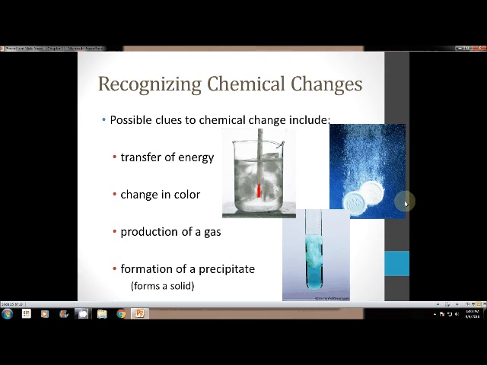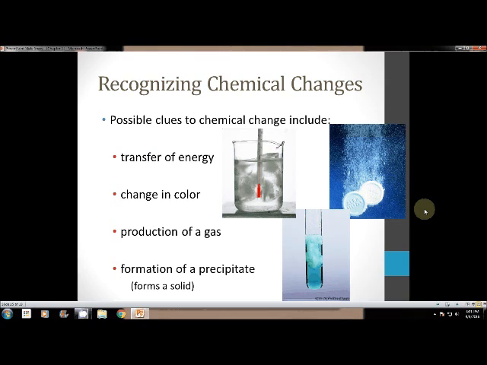I have Alka-Seltzer tablets over here. You see the bubbles. What's happening is that's actually creating gas as the Alka-Seltzer is dissolving, and that gas is trapped in bubbles until it reaches the surface of the water. So production of a gas, you can see bubbles.